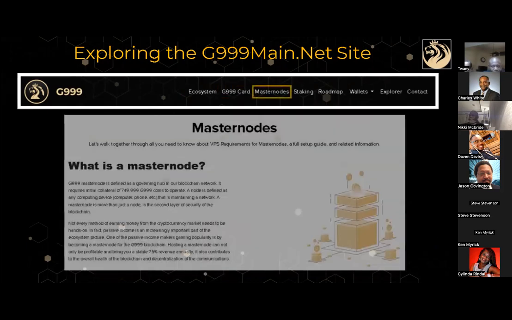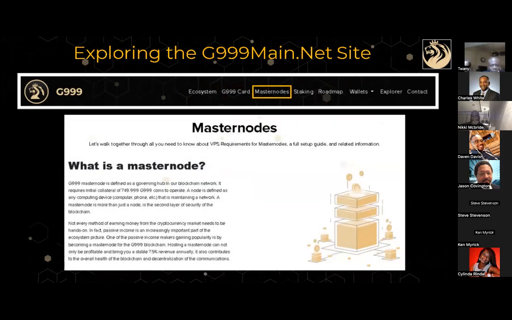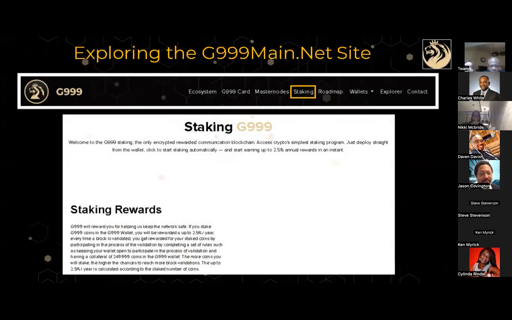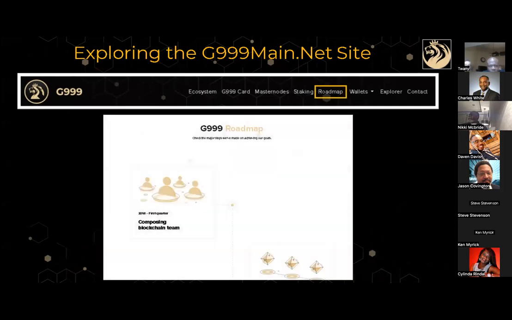Masternodes. This is a term you're going to be hearing a lot tonight. So this is where you can find out a little bit more information about it straight on this website, g999main.net. Staking, another term you're going to be hearing a lot tonight as well. So you can see it right here. Next is a roadmap. This is the original roadmap. Like I said, this one hasn't been updated quite as much, but you can get an idea of where we came from with this project over the past several years.